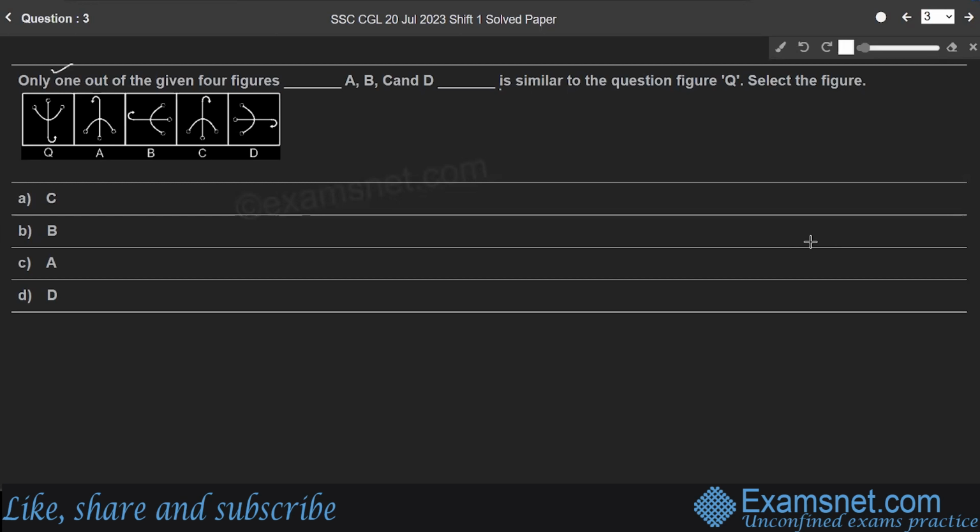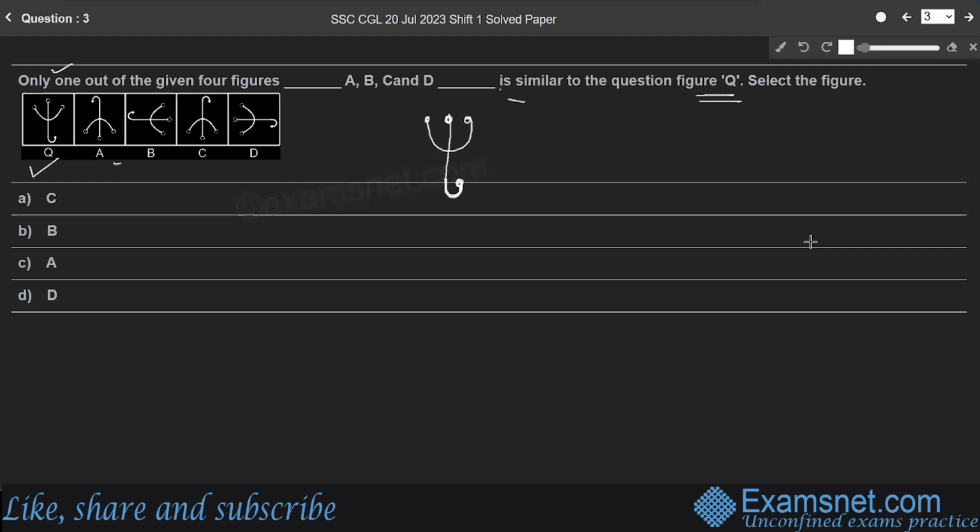Question 3. Only one out of the given 4 figures A, B, C, and D is similar to the question figure Q. Select that figure. So here is the question figure. Out of 4 figures given, A, B, C, and D, one is similar to the question figure. We have to find that similar figure. The question figure is like this, and the bent portion is like this.